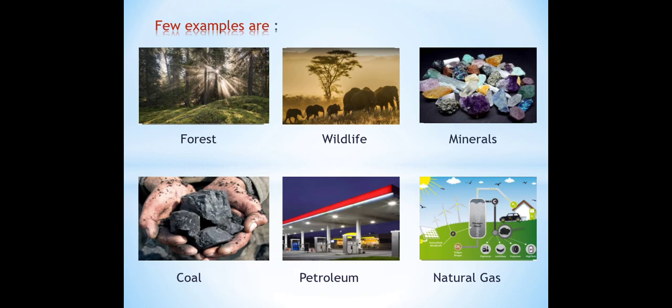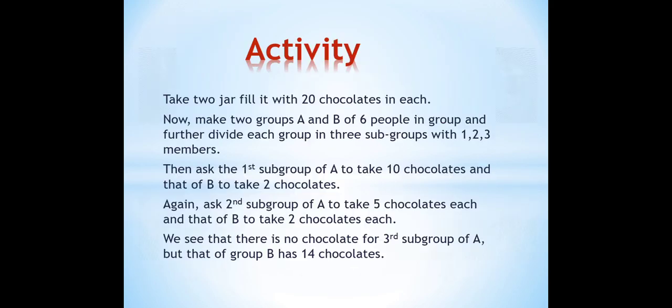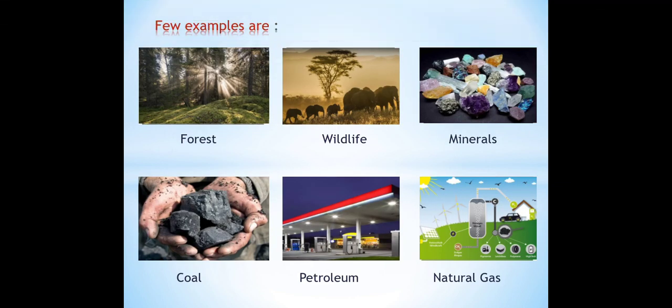Then comes wildlife. Wildlife animals are also very limited. We should not kill them, they are very limited in numbers. Then minerals, coal, petroleum, natural gas, all these are limited. Okay, students, now see, since they are limited, how will it harm our future? Can you think?